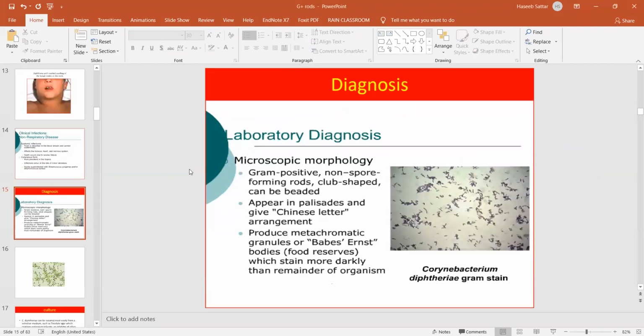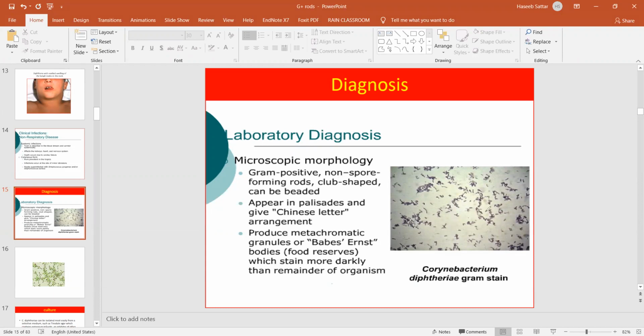So for the diagnosis of this bacteria, we have laboratory diagnosis. We can also perform a culturing technique. We can take a pseudomembrane culture and we can regrow the bacteria in our laboratory. For microscopic laboratory diagnosis, we can look at the microscopic morphology. We can stain these bacteria. As I told you, these are non-motile, non-spore forming bacteria.